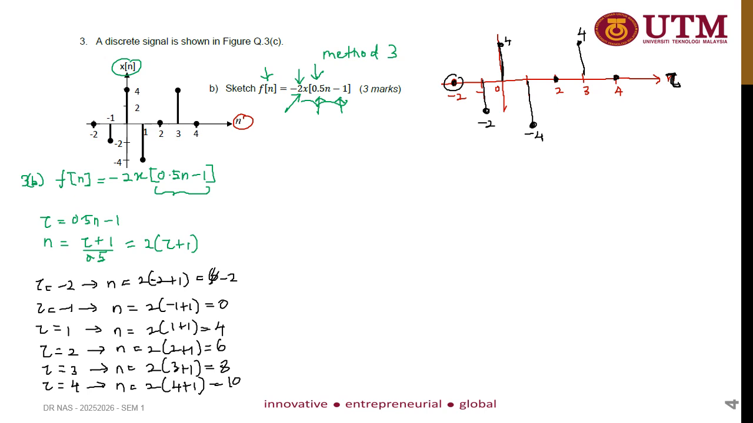Now use the new n axis. When tau equals minus 2, it becomes minus 2. When tau equals minus 1, it is 0. When tau equals 0, it is 4. Sorry, am I doing it right? Let me consider it again. So tau equal to 0: n equals 2 times 0 plus 1, so it's 1.